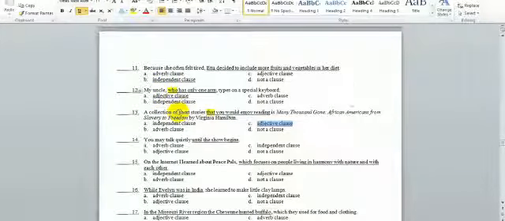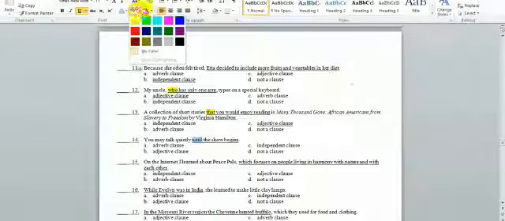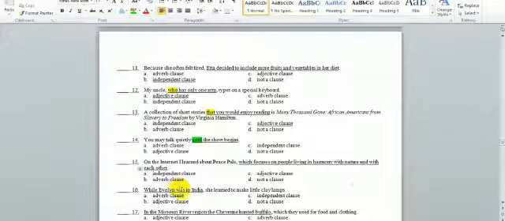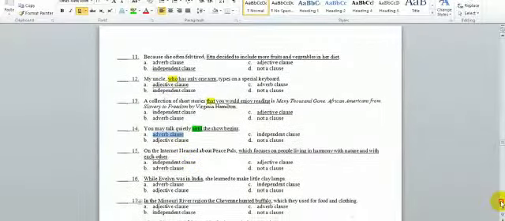Number 14. You may talk quietly until the show begins. It started with until here. Until is not a relative pronoun this time. It is a subordinating conjunction. That's why I'm gonna highlight it with the green. And if the clause starts with a subordinate conjunction, then it is an adverb clause.